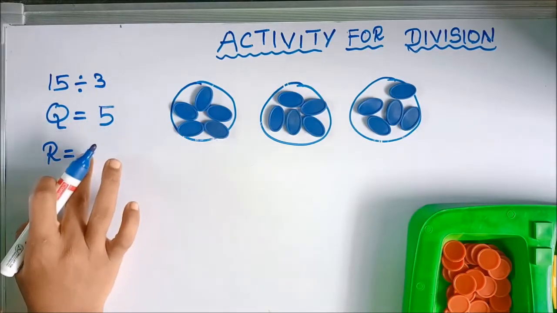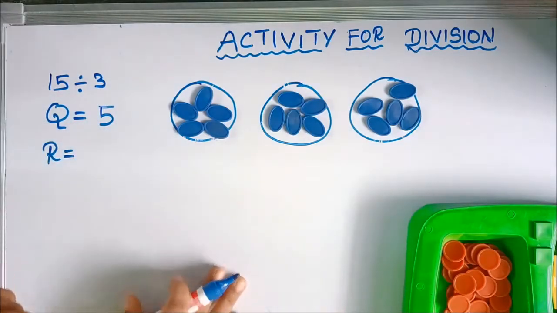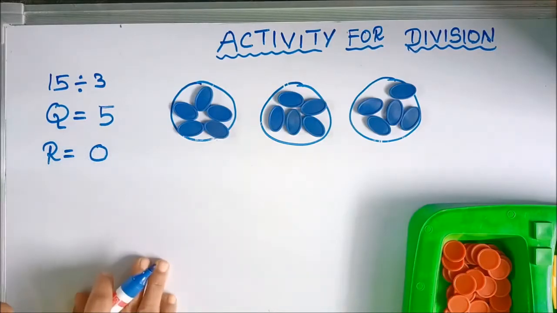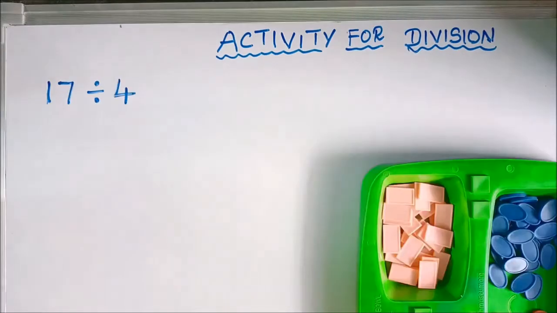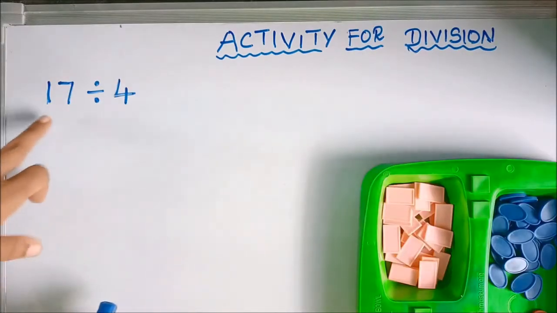And what is the remainder? We have no remaining pieces. So you have to write 0 as the remainder. Do you understand, children? Let us do one more sum. Let us see one more sum.